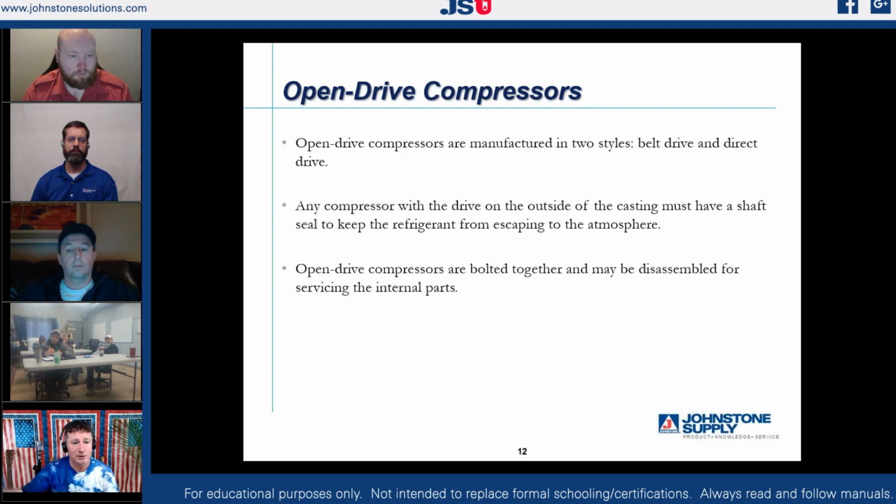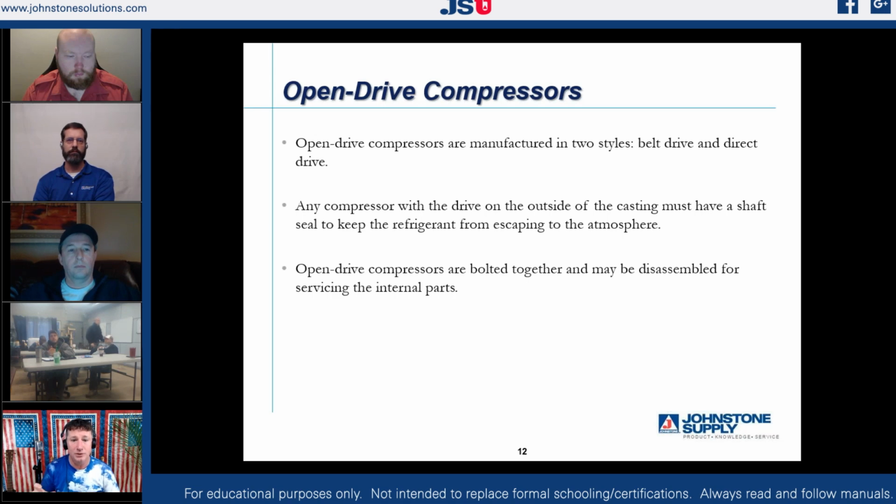All right, now if we talk about an open drive compressor, most of you guys aren't going to encounter these, but I want you to understand what they are. So open drive compressors are manufactured in two styles, either belt drive or direct drive. And any compressor with a drive on the outside of the casting must have a shaft seal to keep the refrigerant from escaping to the atmosphere. And if you take one of our EPA classes, that's one of the things we talk about, is that shaft seal on an open drive compressor.